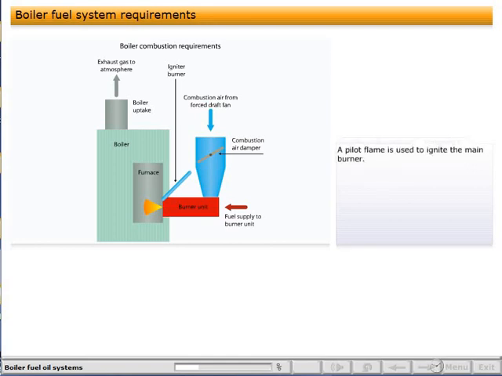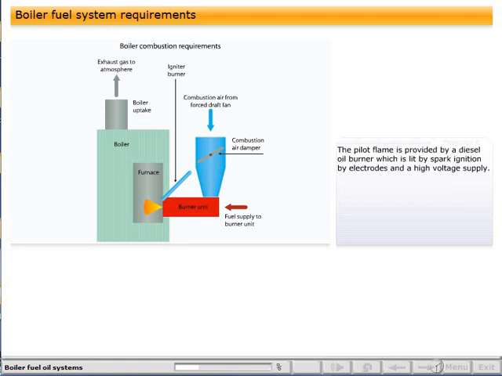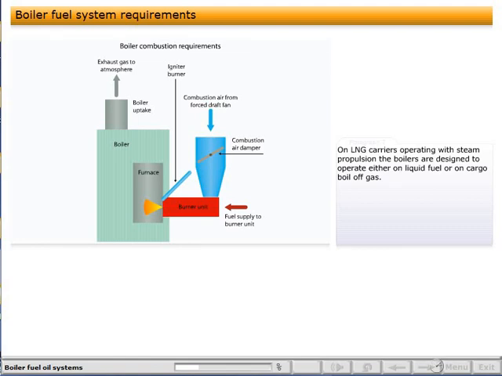A pilot flame is used to ignite the main burner. The pilot flame is provided by a diesel oil burner, which is lit by spark ignition by electrodes and a high voltage supply. On LNG carriers operating with steam propulsion, the boilers are designed to operate either on liquid fuel or on cargo boil-off gas.